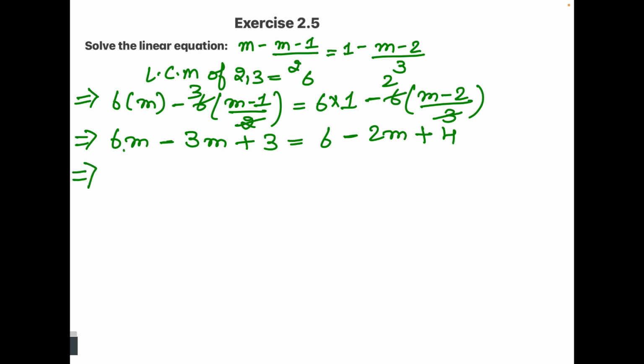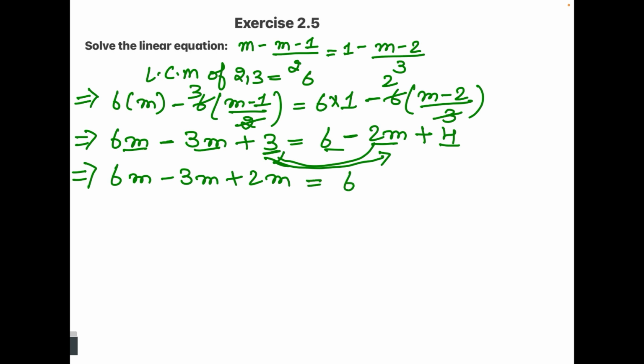Now students, we will bring variables to one side and constants to the other side. So the equation will be 6m minus 3m plus 2m. Why plus 2m? Because here it is the negative sign. When we shift it to the left hand side, the sign changes to positive. 6 plus 4 minus 3. Why minus 3? Because when we shift positive 3 to the right hand side, it will become negative.